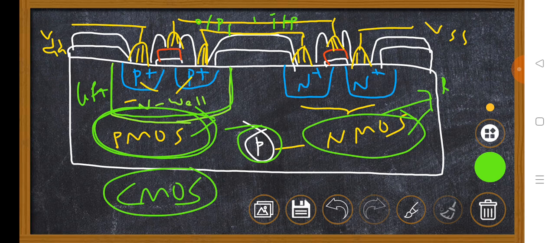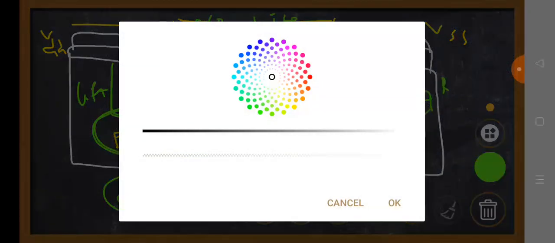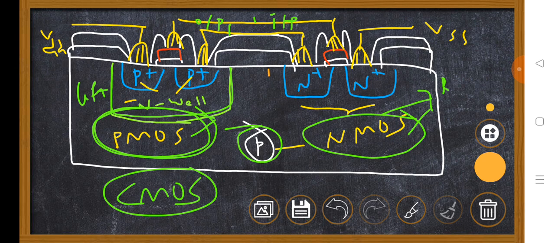Is it clear? When you are going to perform the P well fabrication process, don't forget the well is going to be present in this position, P well. The substrate is N, here it will be P plus and P plus, here you are going to change to N plus and N plus. I hope you are clear. Shall we look once clearly?